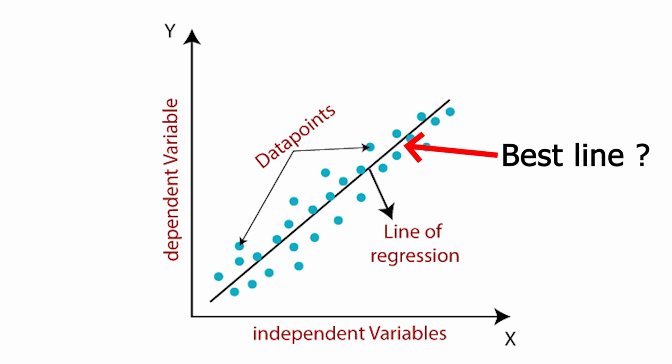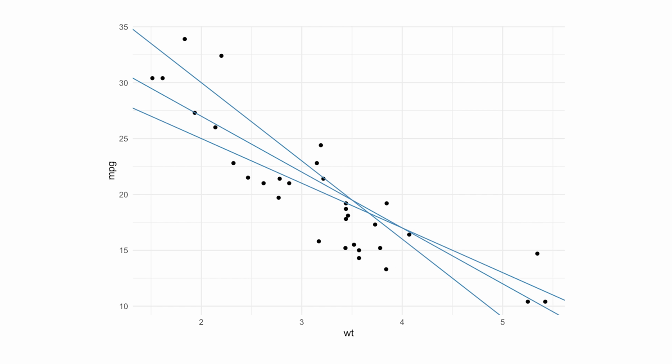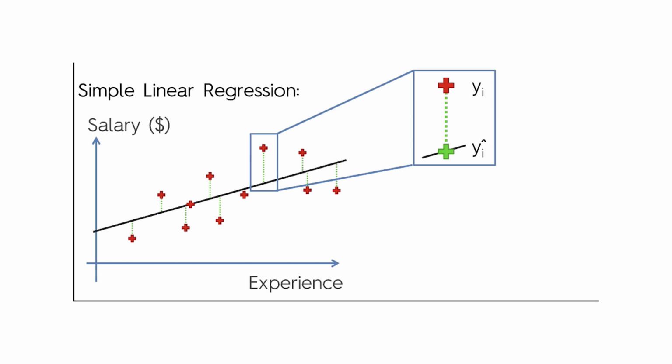What does best even mean? In linear regression, best means that the points are as close to the line as possible. So if you try out different lines, what is the best line? One metric could be the vertical distance of the points to the line. How do we measure that?